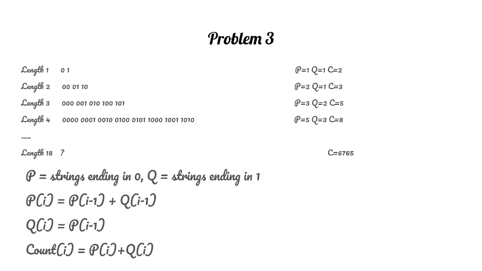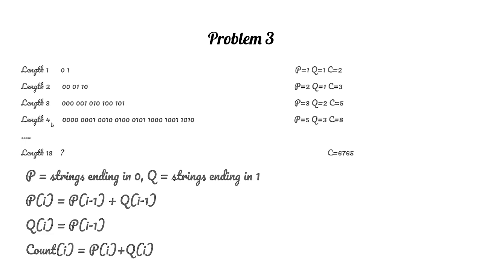Now for length 2, the number of strings possible is 4, but one of the strings, which is 1, 1, does not satisfy the condition, so we are left with only 3 strings. For length 3, we have 5 strings, which are 0, 0, 0, 0, 0, 1, 0, 1, 0, 1, 0, 0, and 1, 0, 1.